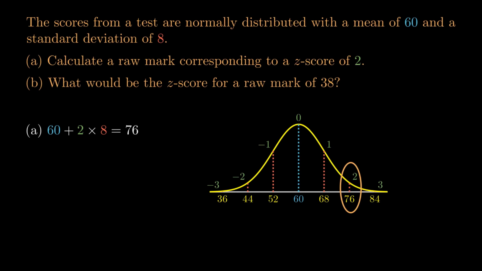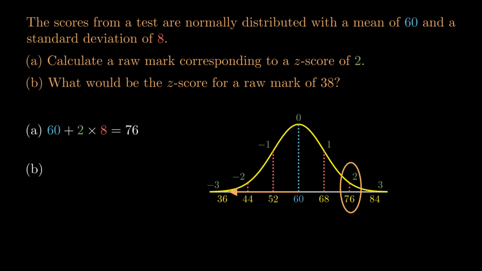Okay, so working out a raw mark from a z-score is quite immediate from just the story itself, right? We start on the average, then the z-score tells us how many standard deviations we need to go forwards or backwards by. Then what about part B? We want to know the z-score, so the green number, corresponding to a raw mark of 38. Now 38 isn't a score we've written down, so it's going to be some kind of decimal, right? On the number line, it's roughly around here, okay?